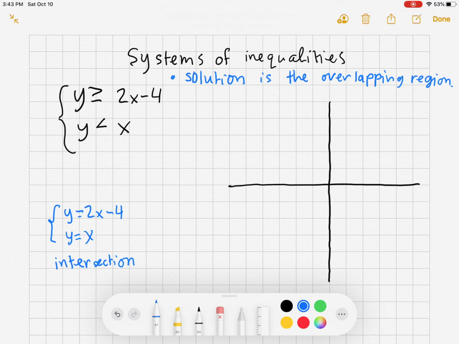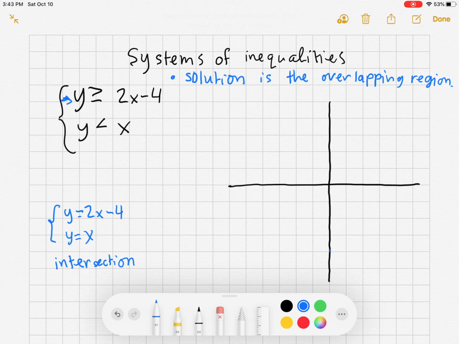One thing I will say about graphing these lines, it will be easier if you have a second color. So grab a colored pencil or another colored pen. It just will make it easier to see what you're doing. So let's go ahead and graph the first line. y is bigger than or equal to 2x minus 4. I'm going to make that look not like a minus sign.